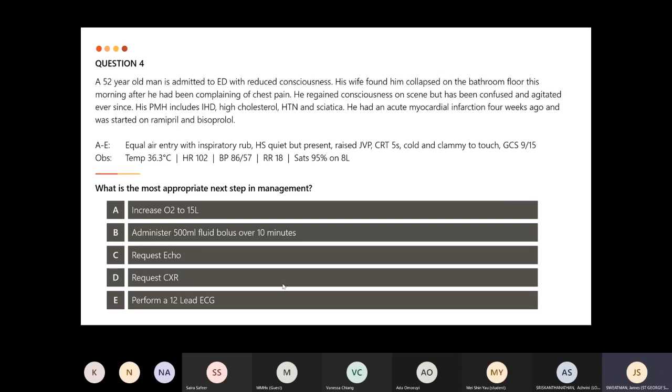His A to E assessment, he's got equal air entry with an inspiratory rub. His heart sounds are quiet but present. He has a raised JVP, a prolonged capillary refill. He's cold and clammy to touch, and he has a reduced GCS.